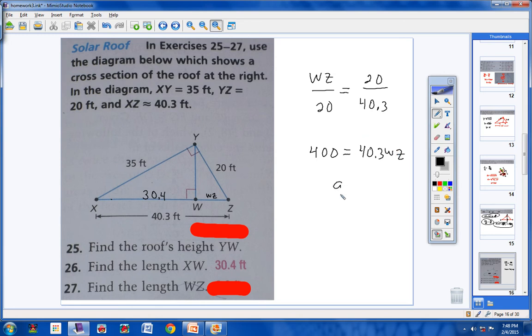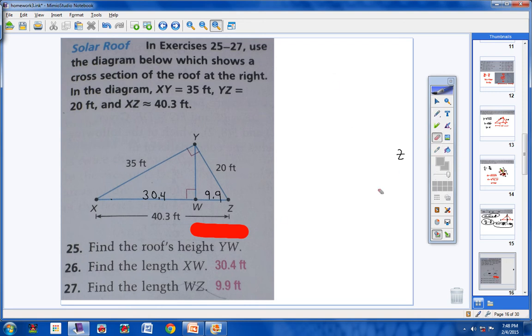So I'm going to call that 9.9. Okay, so I'm going to go ahead and write right here for WC, 9.9. And I feel like it's important to get those numbers onto the triangle, and here's why. Now go back to 25. They want us to find the length of YW right here.